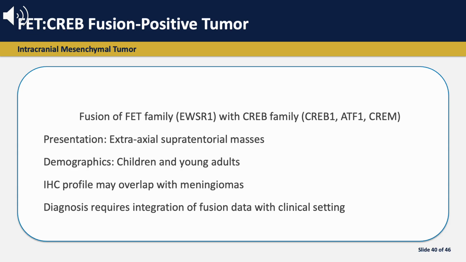Intracranial mesenchymal tumor, FET-CREB fusion positive, is a histologically diverse neoplasm characterized by the fusion of a FET family member, most often EWSR1, with a member of the CREB family, such as CREB1, ATF1, or CREM. These tumors tend to present as extraaxial masses in the supratentorial compartment in children and young adults. The microscopic appearances occasionally correlate with a gene fusion product, and the immunohistochemical profile may overlap with meningiomas.